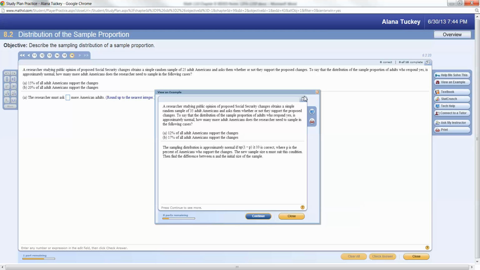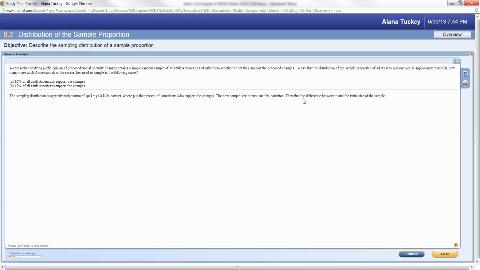All right, so it says a researcher studying public opinion of proposed Social Security changes obtains a simple random sample of 35 adult Americans and asks them whether or not they support the proposed changes. To say that the distribution of the sample proportion of adults who respond yes is approximately normal, how many more adult Americans does the researcher need to sample in the following cases?